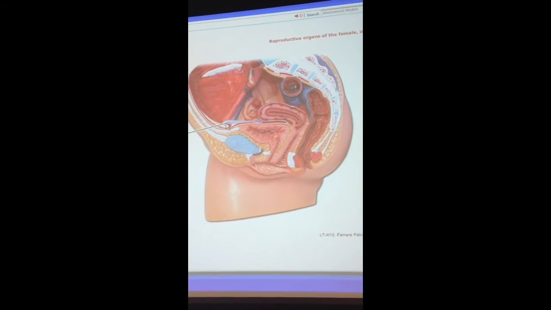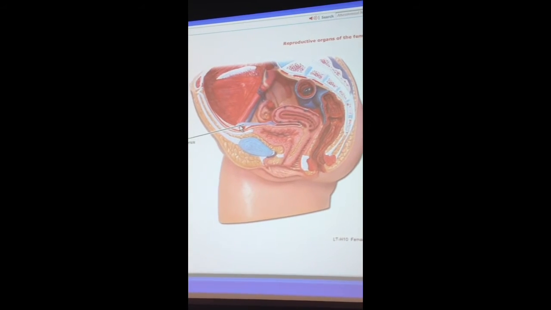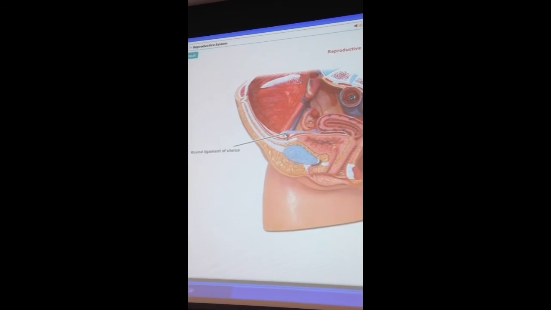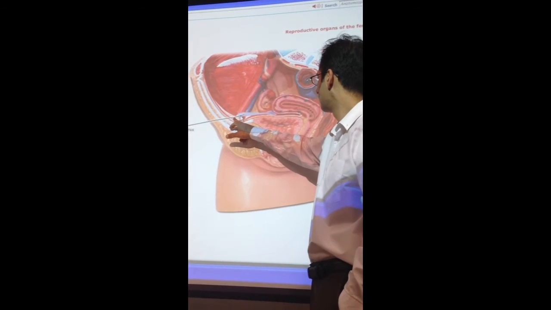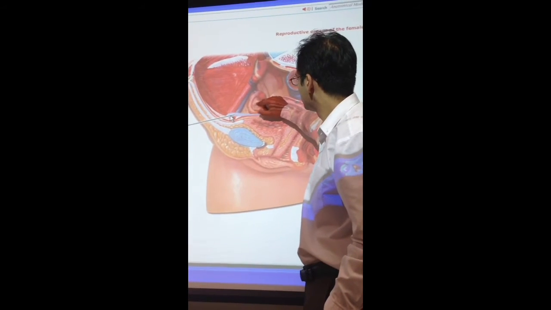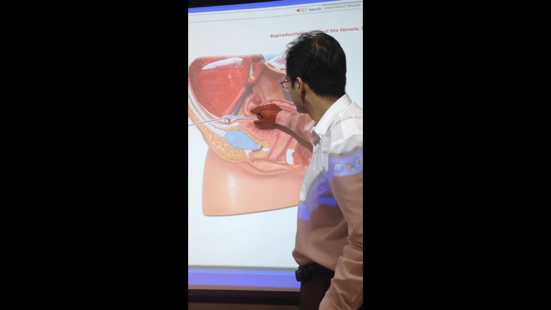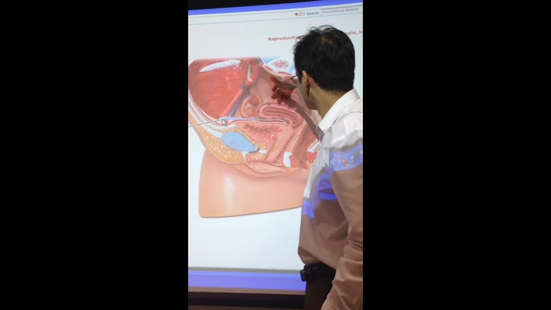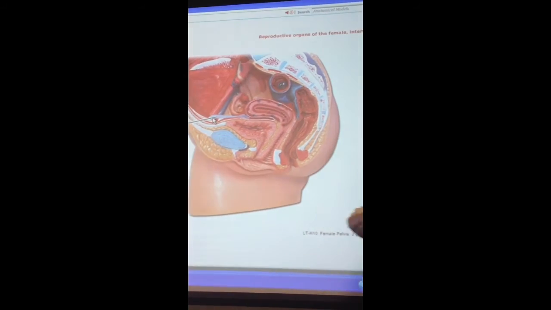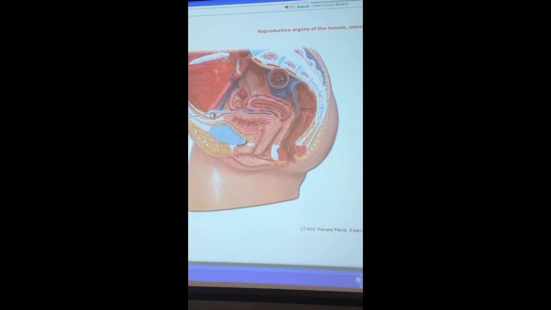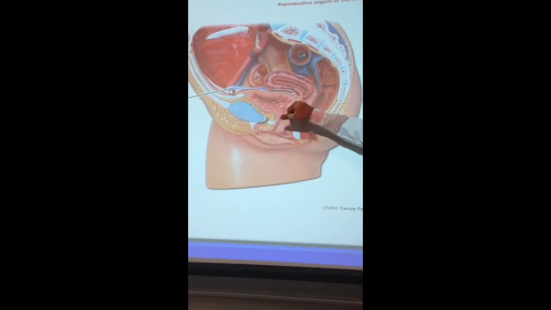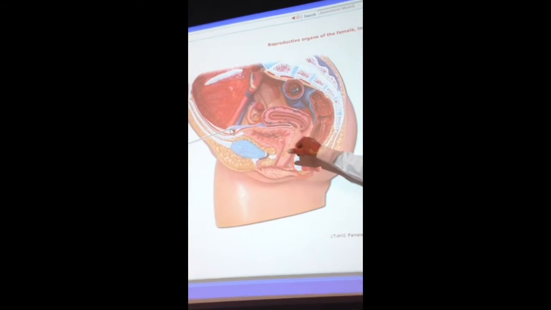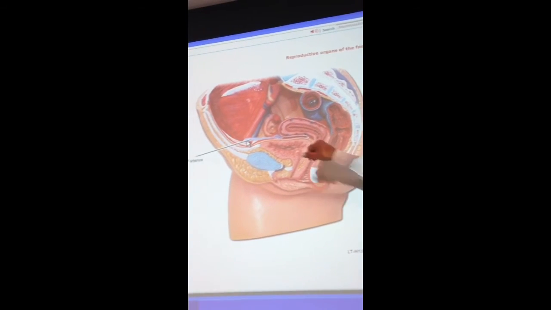Right here you can see the round ligament. Round ligament attaches to the uterus and to the side of the abdominal wall. Right over here is the ovary, so this is the ovarian ligament. And on the side, all these areas would be the broad ligament. The lateral vaginal or cervical ligament is going to be right around here on the lateral aspects of the cervix area.